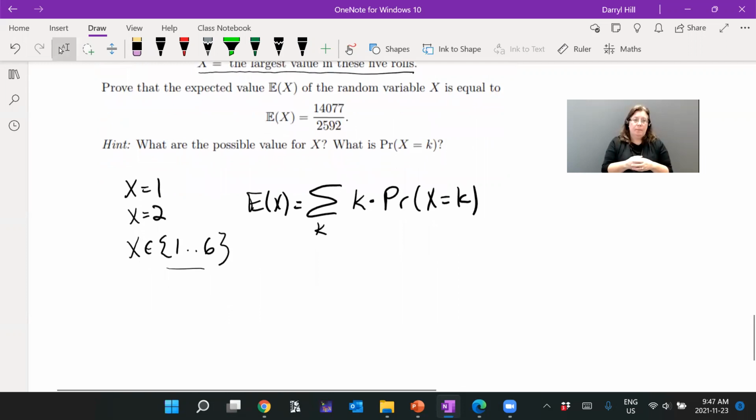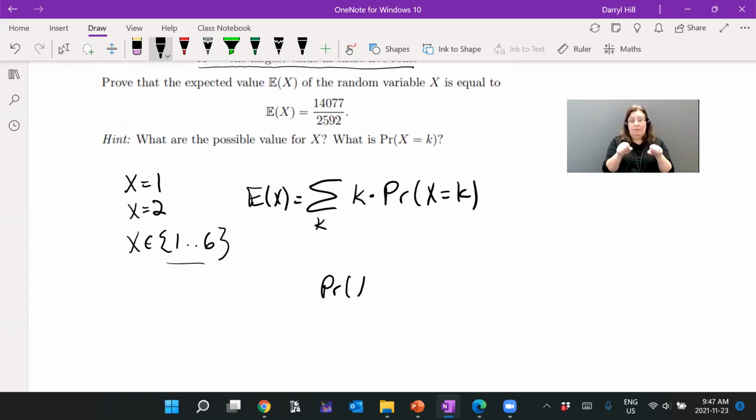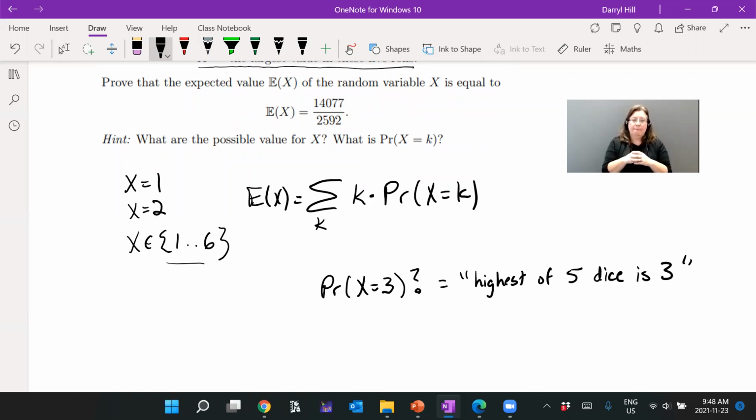Let's, for example, take, what is the probability that X is equal to 3? So that means the highest roll is 3 out of my 5 dice. So yeah, this is the event. Highest of 5 dice is 3. So how many ways, if we were going to, let's say, count the number of elements in this event, so how many would we be counting?